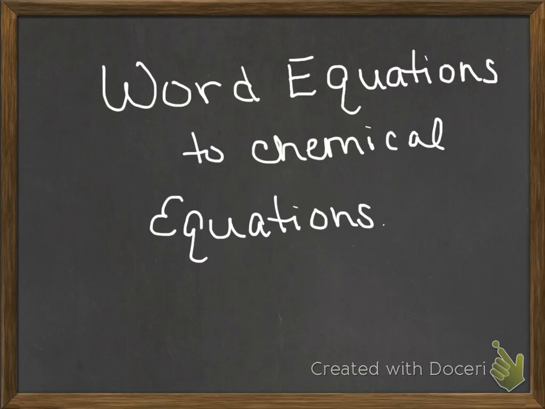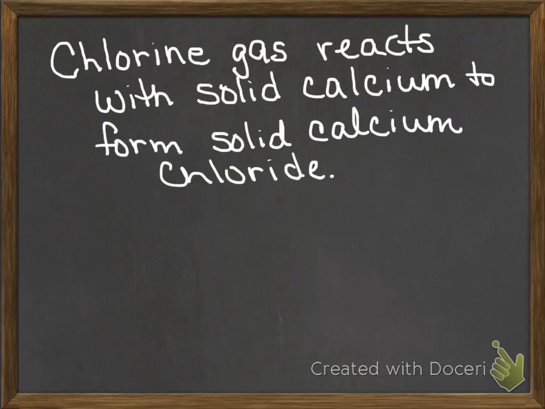Okay, so sometimes you'll be given instructions in words and the chemical names, and you need to write that as a chemical equation. So let's take a look at 3 examples. The first example is you have chlorine gas, and this chlorine gas reacts with solid calcium to form solid calcium chloride. So we need to think about some key words that we're going to look for in our word equations.